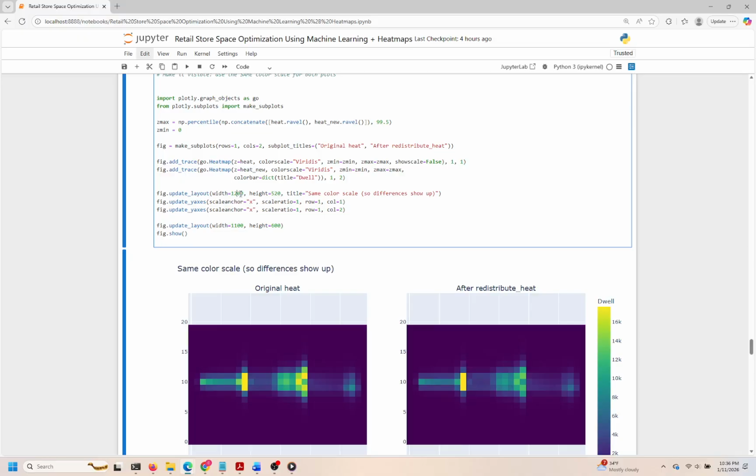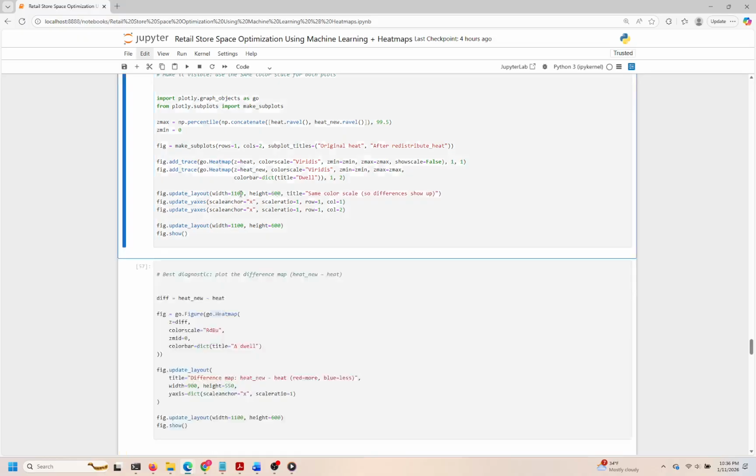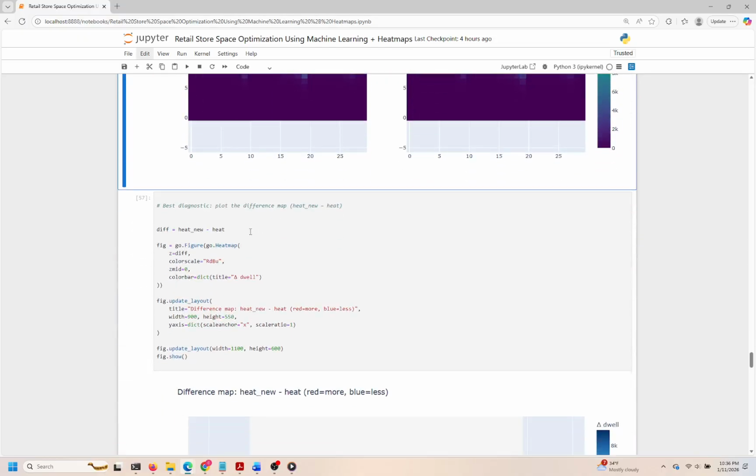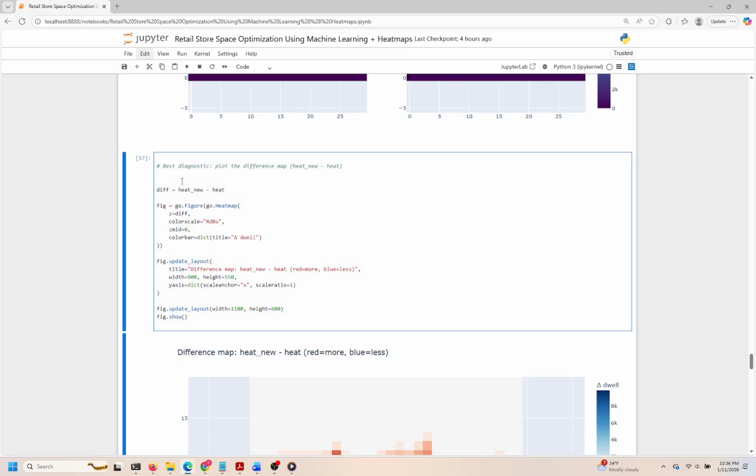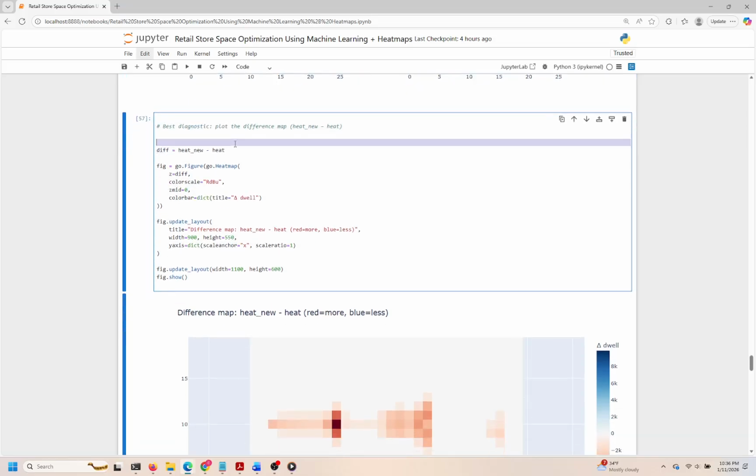In this cell, we're visualizing the differences between two heat distributions by creating a difference map. This kind of visualization is crucial for understanding how the newly computed heat values, referred to as heat_new, differ from the original heat measurements. By plotting this difference, we can easily identify areas of significant change, which may indicate important shifts or trends in the data. To achieve this, we first calculate the difference by subtracting the original heat distribution from the new one.